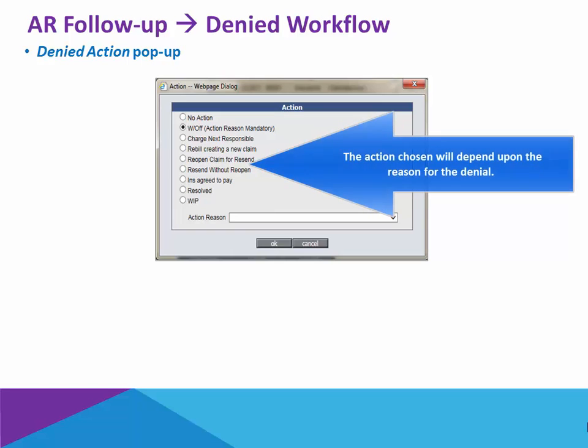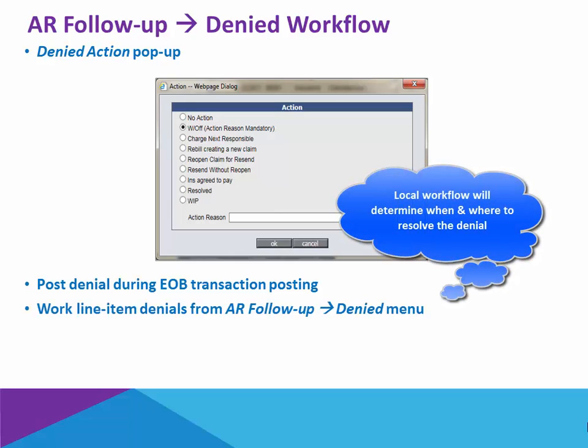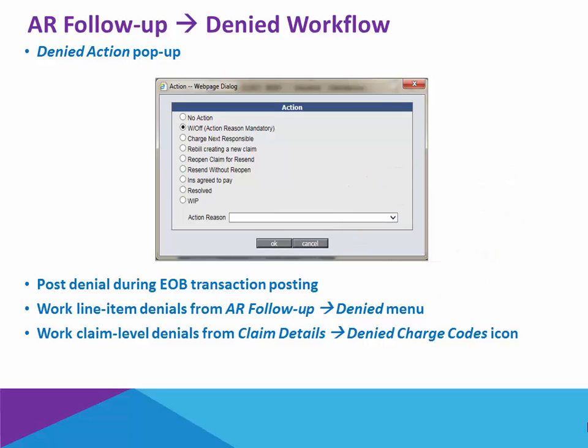As we see here on our screen, there are multiple choices that we can choose from, and that's going to vary based upon the specific reason for the denial. Now, the denials can actually be resolved in conjunction with the EOB transaction posting by the cashier. That would be based on local workflow. Or it can be done under the AR Follow-Up Denied menu at a line item level, or from the claim details page under the denied charge codes icon if you would like to resolve all of the line items at a claim level.